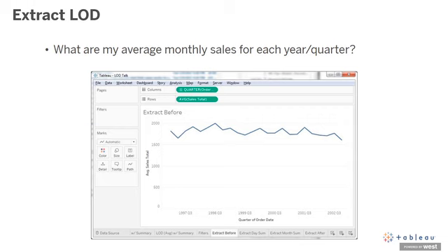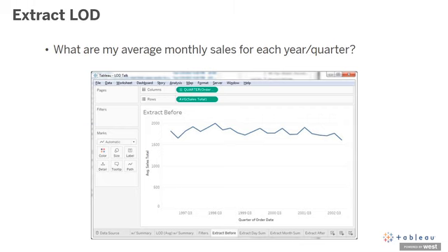Here is an example of a question I might ask of my data. What is my average sales per month? What is the average monthly sales for each year and quarter? Now, if I just do this with row-level data where I have daily information, if I put average sales out here, I don't actually get the right answer.